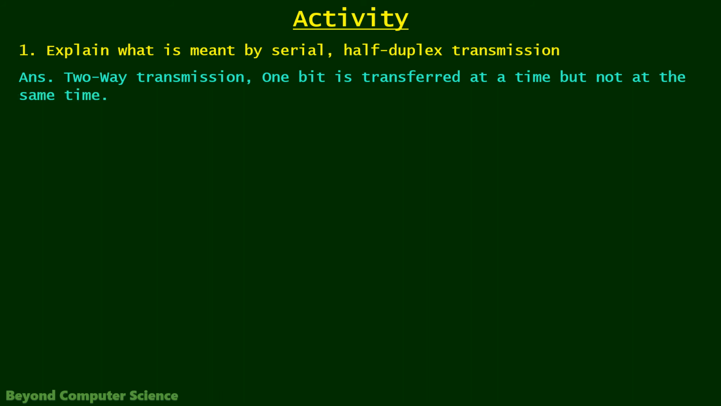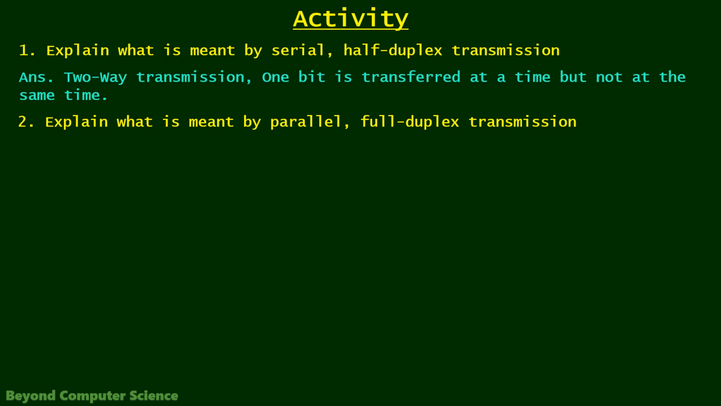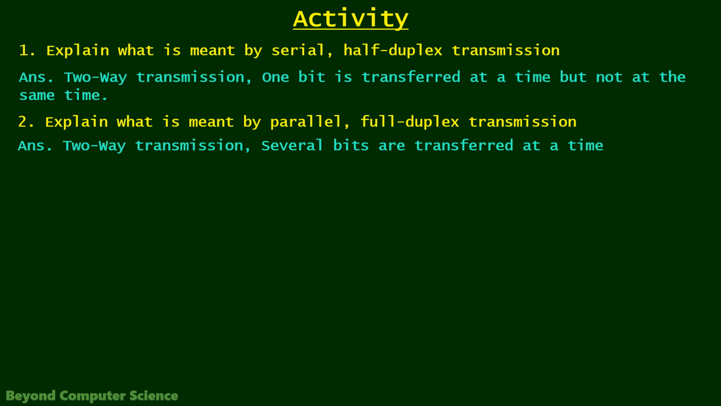The first and last parts of the answer address the half duplex part, and the middle part addresses the serial part. Next is: explain what is meant by parallel full duplex transmission. By parallel, we mean several bits can be transmitted, and by full duplex, we mean data can travel in both directions at the same time. Two-way transmission, several bits are transferred at a time simultaneously.